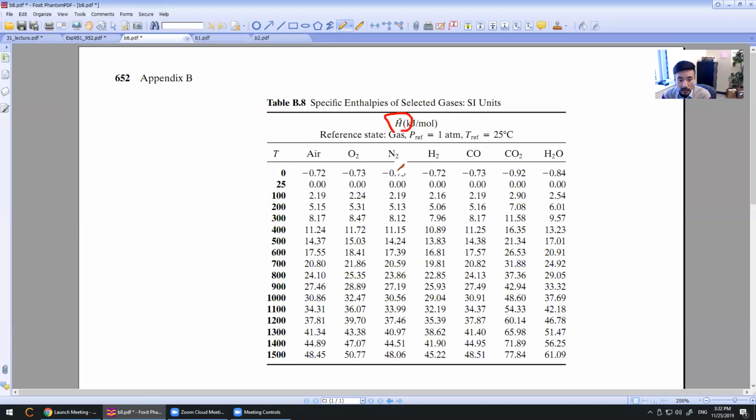So this is H, right? And then you see the reference. This is a reference state. And here we have air, oxygen, nitrogen, hydrogen, carbon monoxide, carbon dioxide, and water.